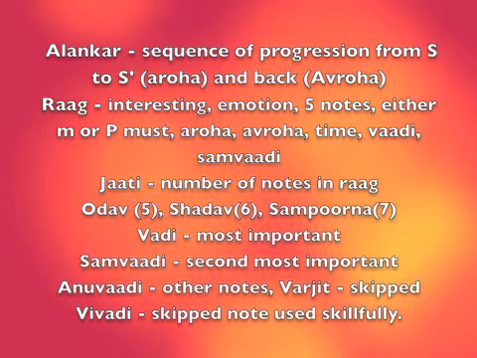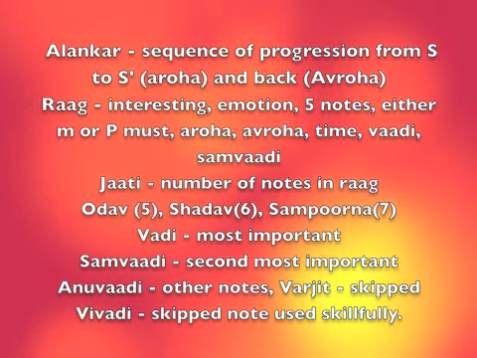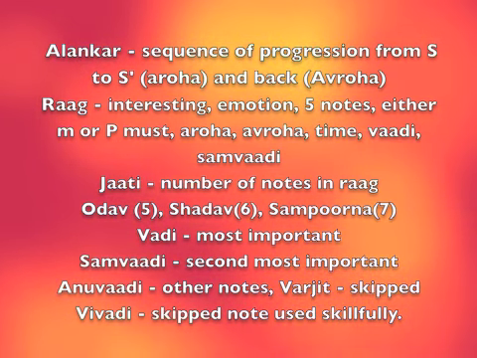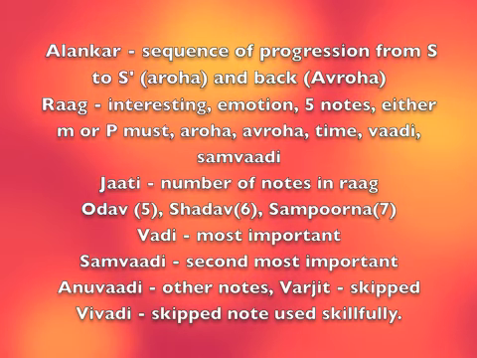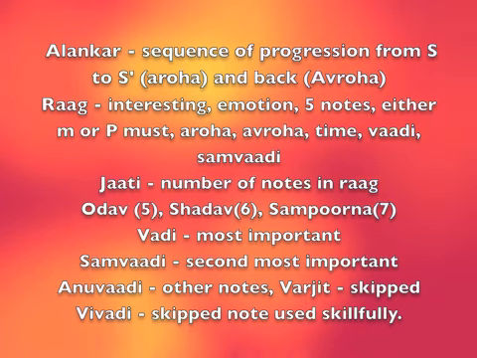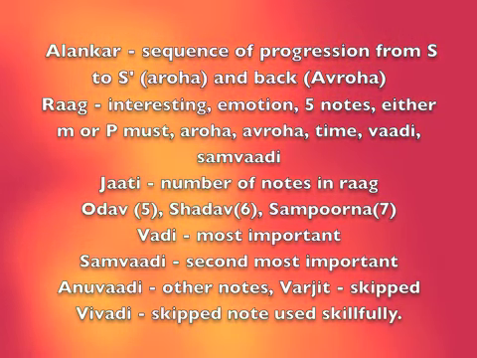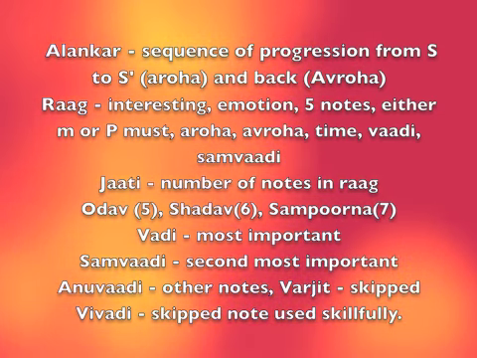Either Ma or Pa has to be there in every rag, and it has many other smaller rules like Aroha, the way to ascend from lower Sa to a higher Sa, Avroha, then timing of when it is sung, Vadi and Samvadi of the important notes, and so on. A rag has a jati depending on the number of notes that it includes. A rag with 5 notes is called Oda, one with 6 notes is called Shada, and one with 7 notes is called Sampurna Rag. Vadi is the most important note of a rag which comes repeatedly when expanding it.